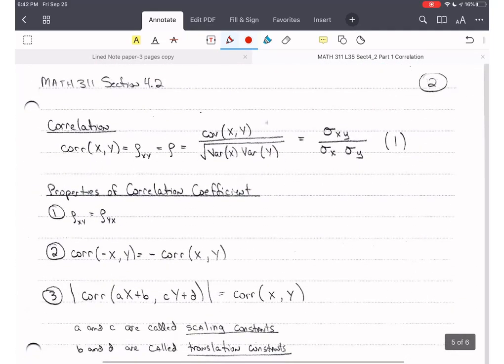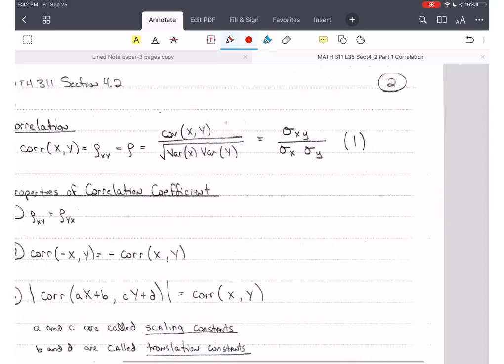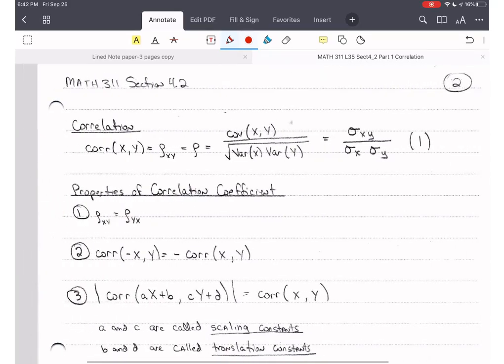Now let's look at the correlation. We're going to define the correlation of X and Y as Cor(X,Y), which is rho of XY, or just rho if we're dealing with 2 variables. It is the covariance of XY divided by the square root of the variance of X times the variance of Y. Another way to write this is sigma XY over sigma X times sigma Y. And I'm going to call this 1.